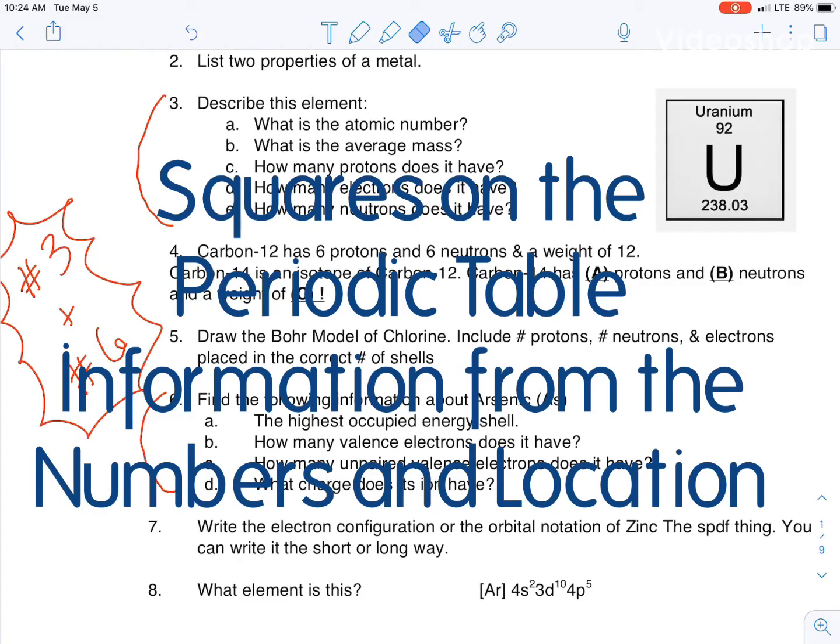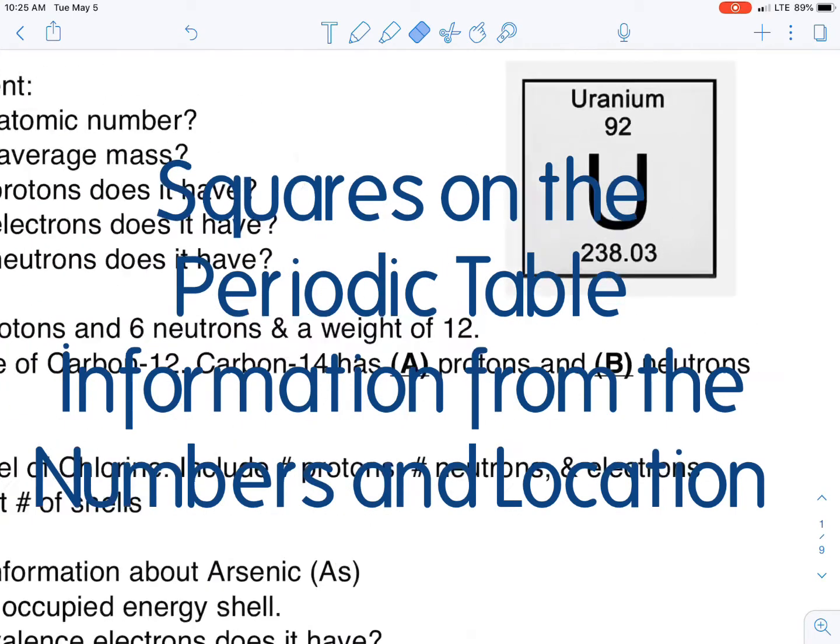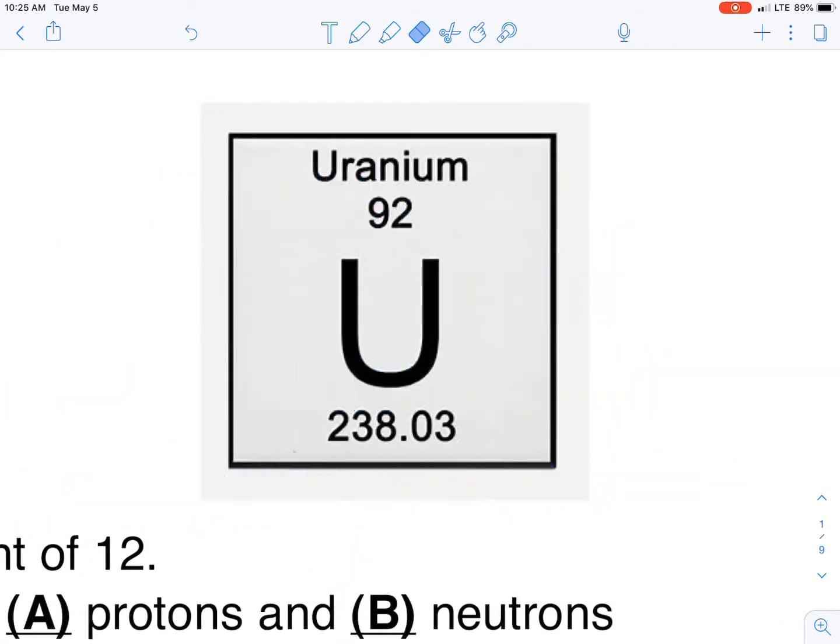Oh my goodness, we don't know how to use the squares, the periodic table? Well, let's look at these really quick. What I'm calling the square is this little square of information that we find on the table. Now, the one on your practice test is going to be uranium 238, but we're not going to use the same one that we're going to use on that test. We're going to let you figure that out.